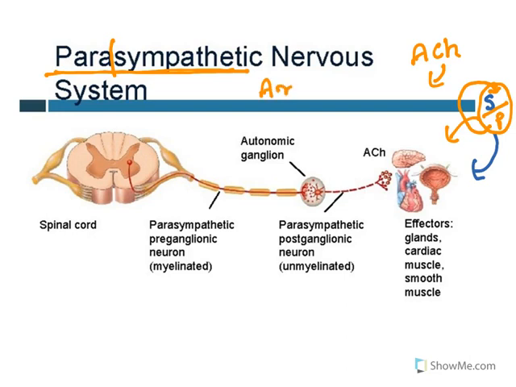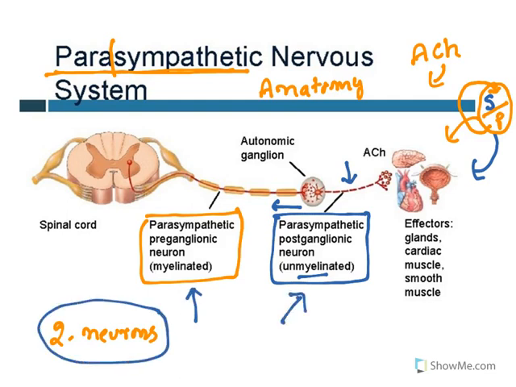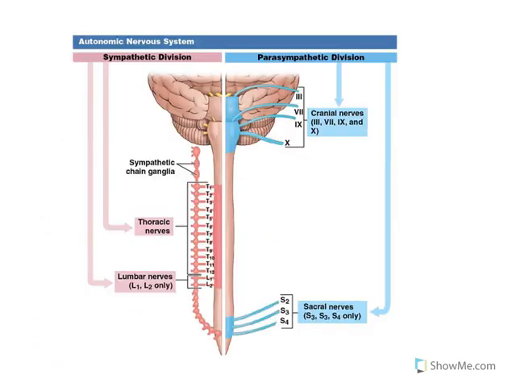Now let us understand the anatomy of this cholinergic system. This system and the sympathetic system are both known as two neuron systems. That means there are two neurons. One is the preganglionic neuron, which is myelinated and lies before the ganglion. The other is the postganglionic neuron. Post means after the ganglion, and it is unmyelinated. So one is myelinated preganglionic, and the other is unmyelinated postganglionic. Because these two neurons are there, it is also known as a two neuronal system.